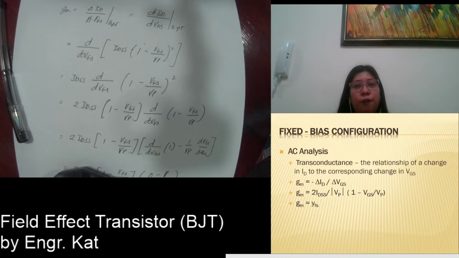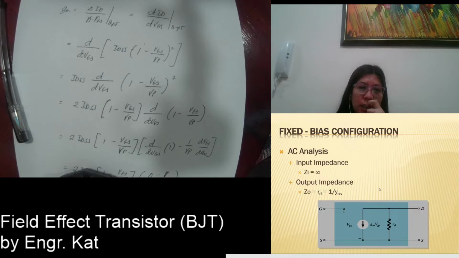So what is the unit for transconductance? The unit for transconductance is Siemens. In some older books, admittance parameters are in terms of mho. Mho is the reversal of ohm, but in some other books they already use Siemens for transconductance.